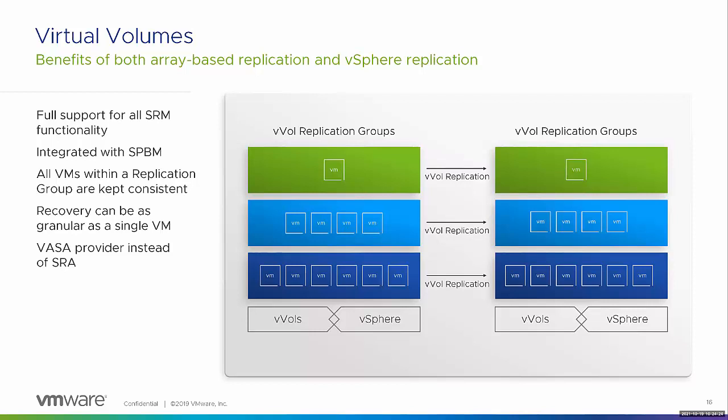So, limitations of vVol replication. Currently, there are some scale limitations. vVol replication currently only supports up to, depending on the array vendor, 250 or 500 VMs. That's the scale limit with vVols. And currently vVol replication is asynchronous replication only. We're currently working on supporting synchronous replication with vVol replication, so that would be another limit. But other than that, I'm not aware of any other limitations of vVol replication.